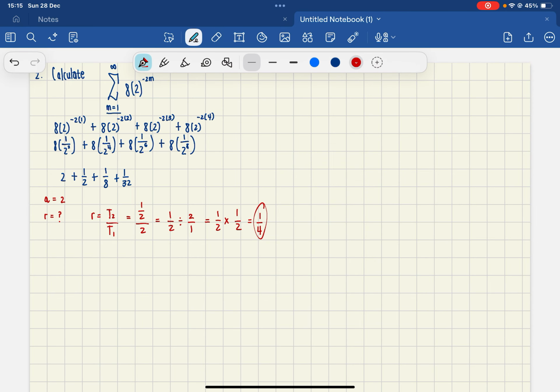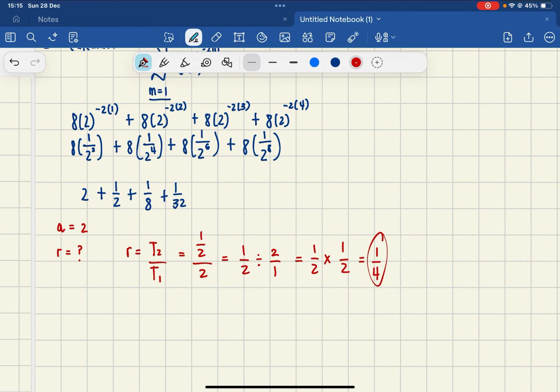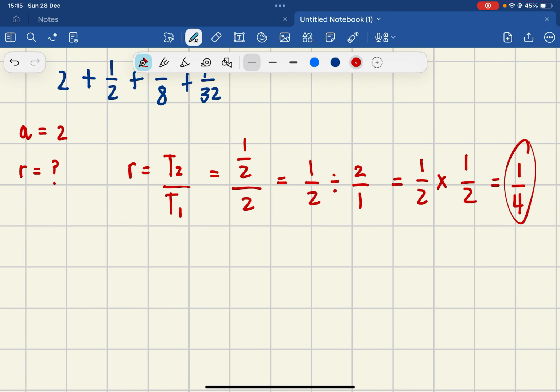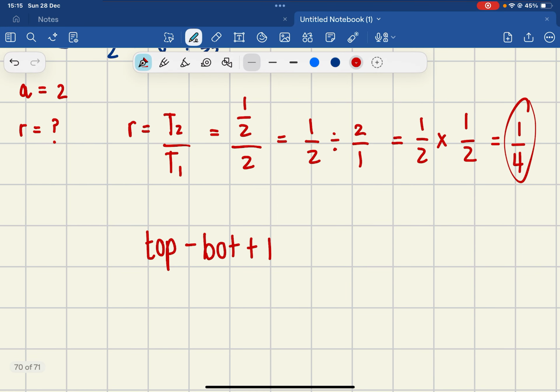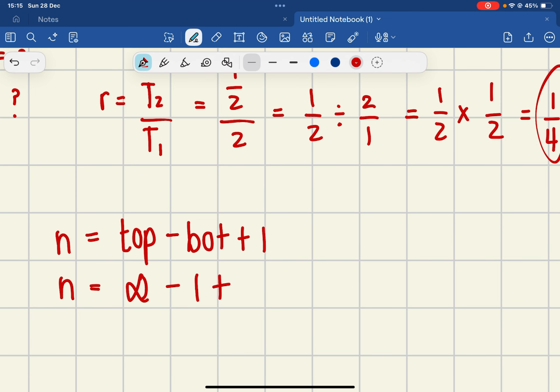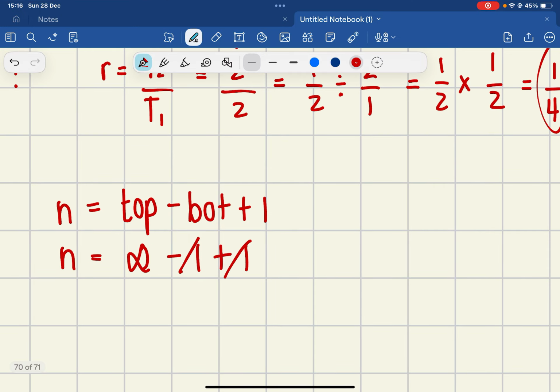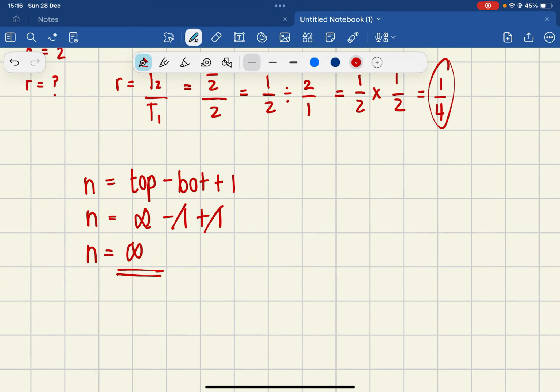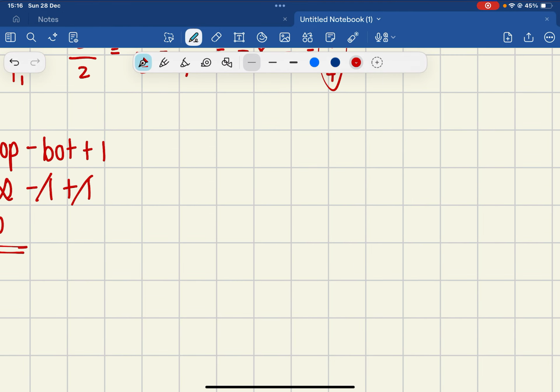Remember, boys and girls, what we said is, when they say they want us to calculate the sum, we say the top minus the bottom plus 1. So our n value would be infinity minus the bottom, which is 1, plus 1, and these would cancel each other out. So our n would be infinity. Therefore, we are calculating S of infinity, boys and girls.